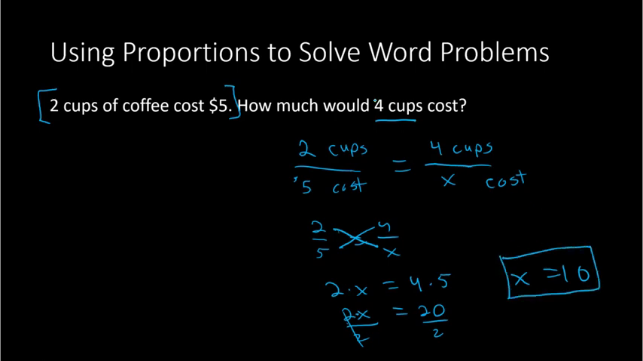And always look back at the original problem to figure out the context, figure out what is 10, like what units would that be. Well, that's how much it costs, right? How much would 4 cups cost? That is the cost of 4 cups. So the 10 we can write as $10. That is the cost of 4 cups of coffee.